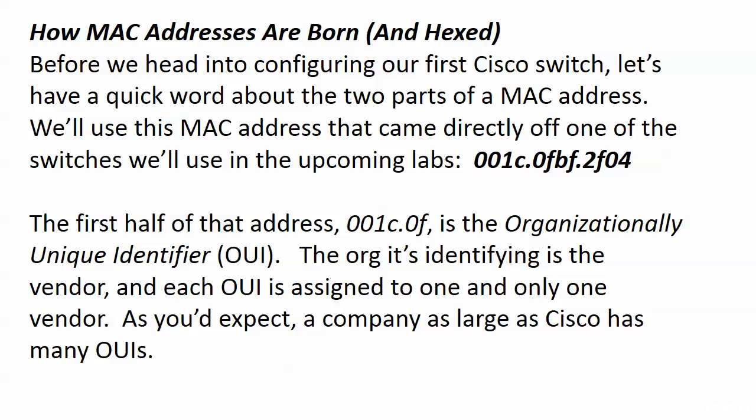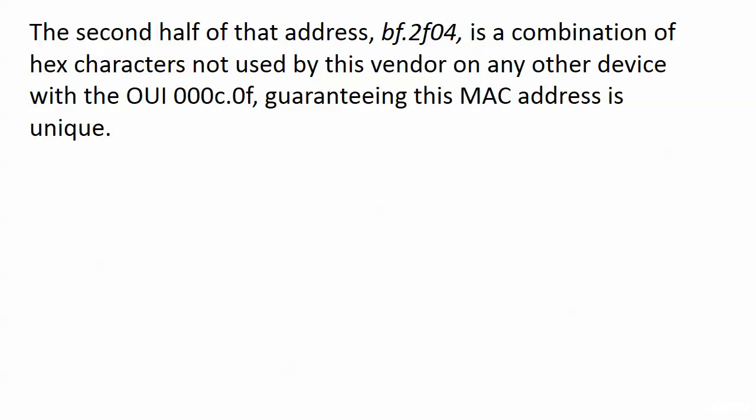So you can actually look at a device or a card, look at the MAC address, and say, okay, I know what vendor made this. It's not something you have to do on the test, but you've got to know what that OUI is all about. So if that's the first half of the address, it follows that we need to talk about the second half of the address, and that was BF2F04 in this particular case.